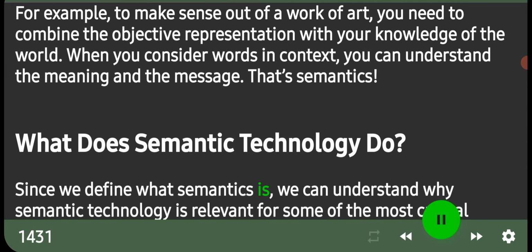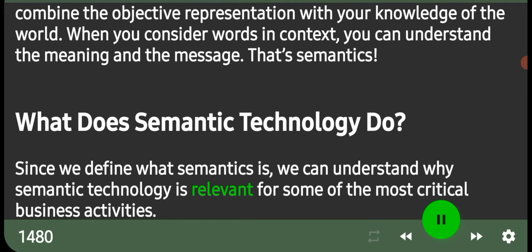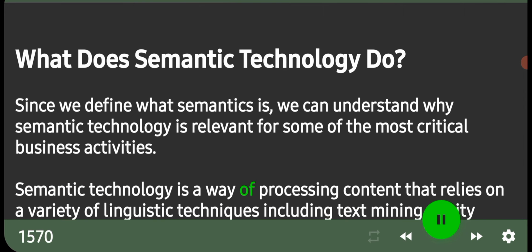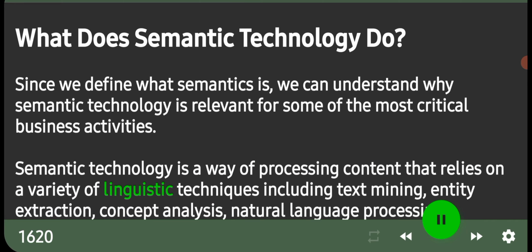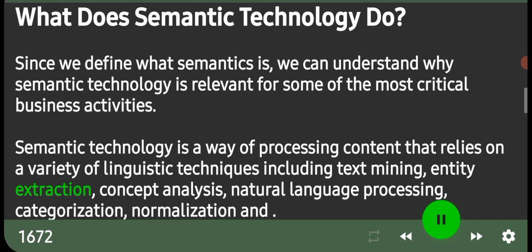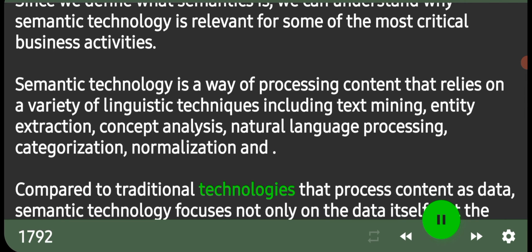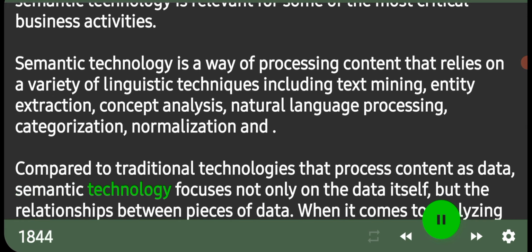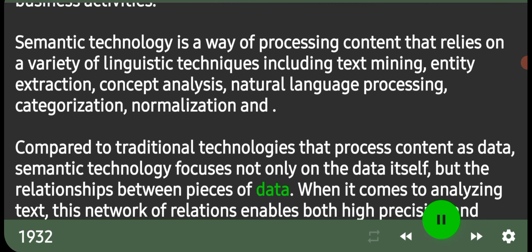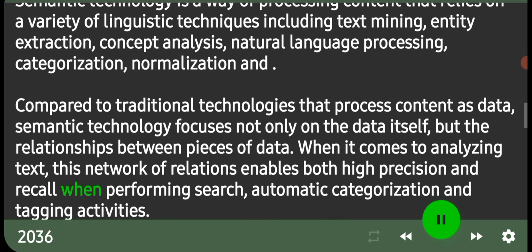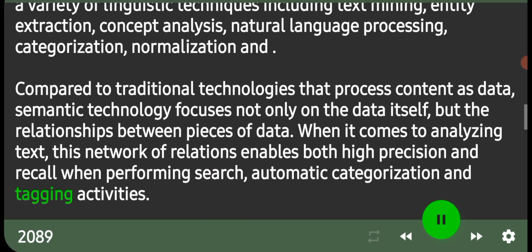What does semantic technology do? Since we defined what semantics is, we can understand why semantic technology is relevant for some of the most critical business activities. Semantic technology is a way of processing content that relies on a variety of linguistic techniques including text mining, entity extraction, concept analysis, natural language processing, categorization, normalization and more. Compared to traditional technologies that process content as data, semantic technology focuses not only on the data itself, but the relationships between pieces of data. When it comes to analyzing text, this network of relations enables both high precision and recall when performing search, automatic categorization and tagging activities.